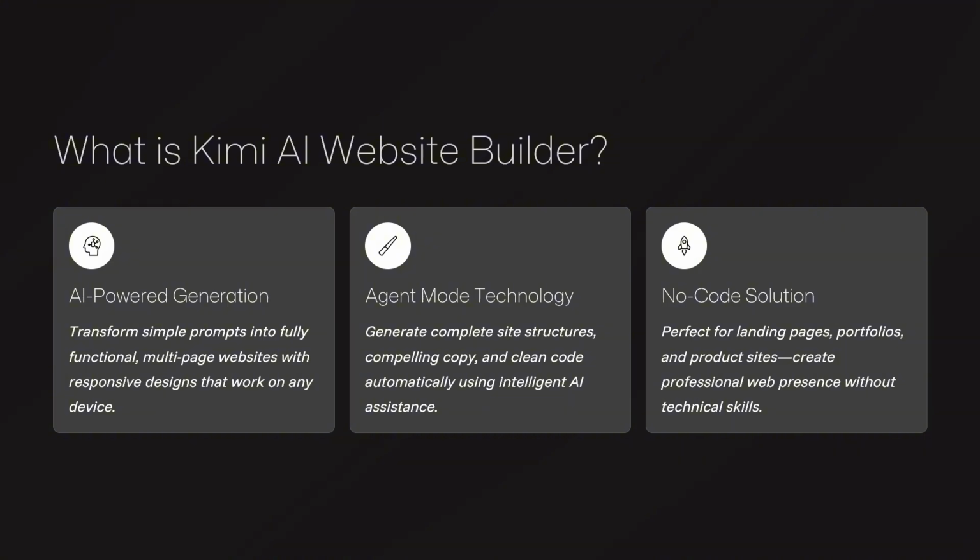AI power generation. Transfer simple prompts into fully functional multi-page website with responsive design that work on any device. Agent module technology generate complete site structure, compelling copy, and clean code automatically using intelligent AI assistance and no coding solution perfect for landing pages, portfolios, and product sites. Create professional web presence without technical skills.